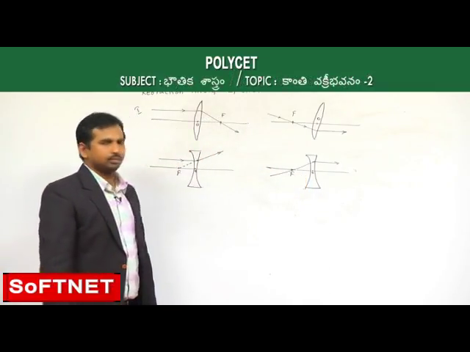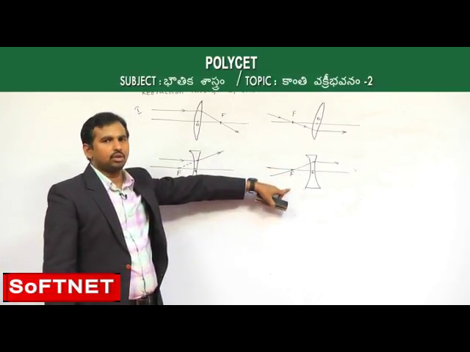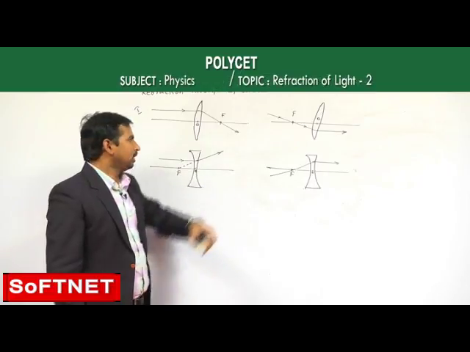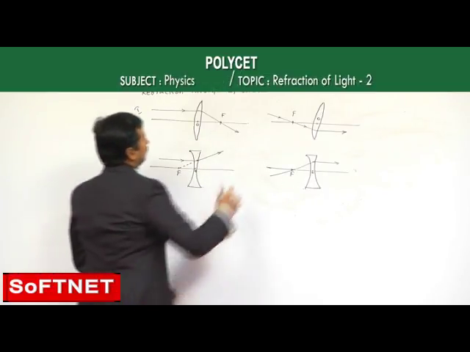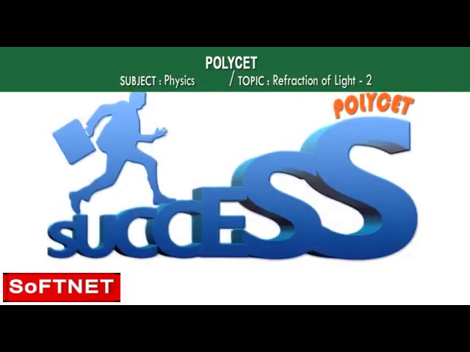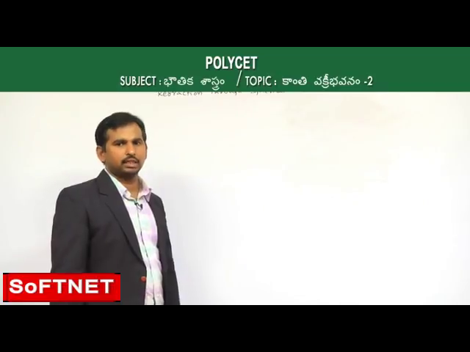Okay, like this. This is for the case of convex and this is for the case of concave lens. And the next one, that is the second one, and the third one, if you see, this is the second one. Okay, once again we will see the refraction through the spherical lens here.